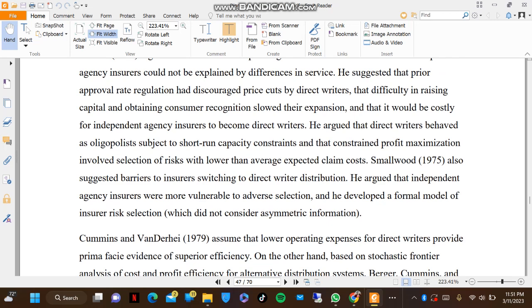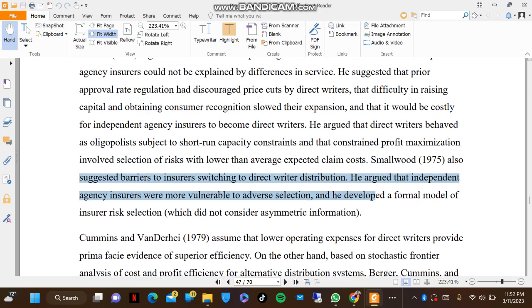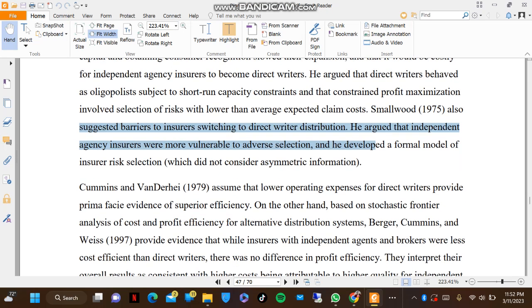oligopolists subject to short-run capacity constraints, and that concentrated profit maximization involved selection of risks with lower than average expected claim costs. Smallwood 1975 also suggested barriers to insurers switching to direct writer distribution. He urged that independent agency insurers were more vulnerable to adverse selection, and he developed a formal model of insurer risk selection which did not consider asymmetrical information.